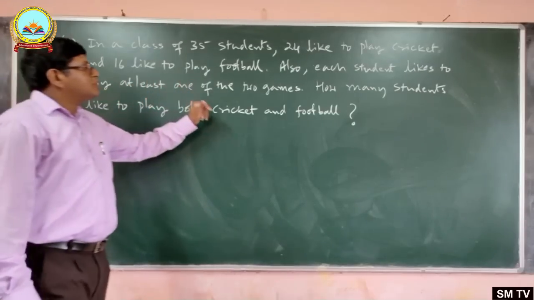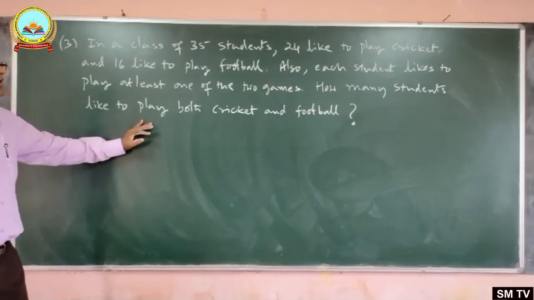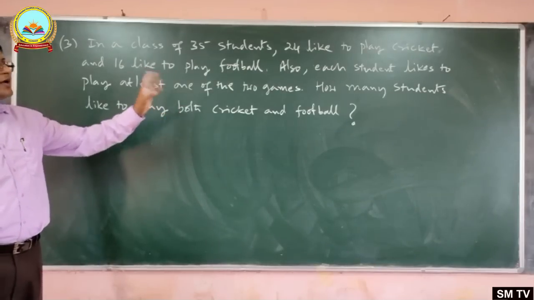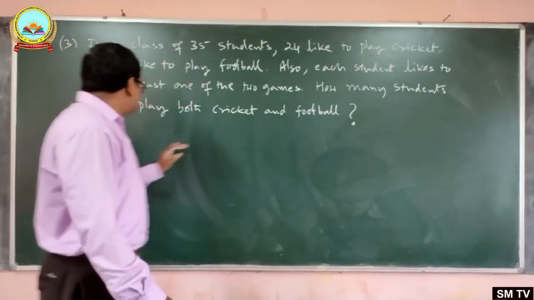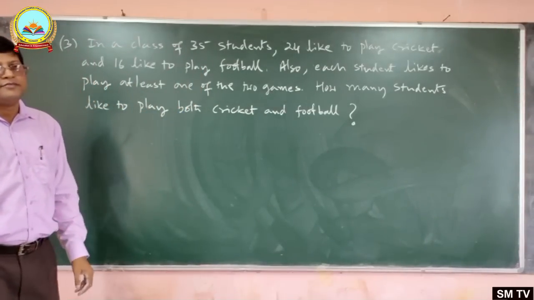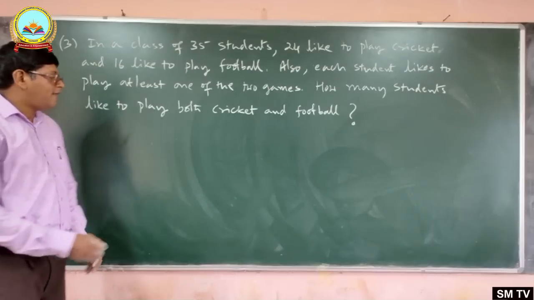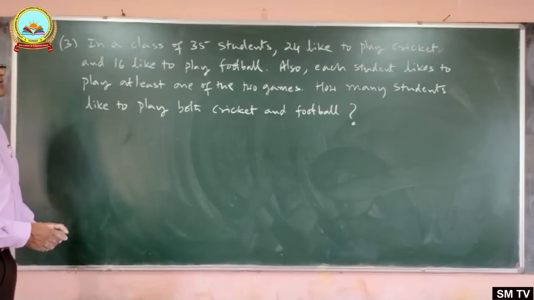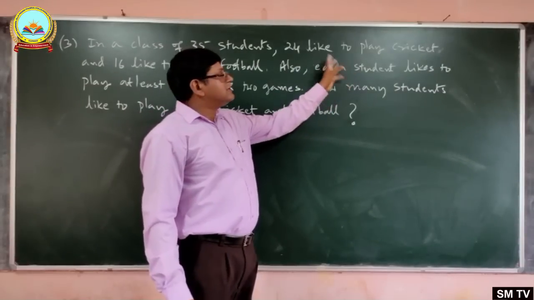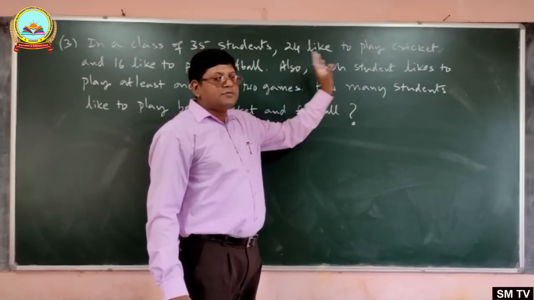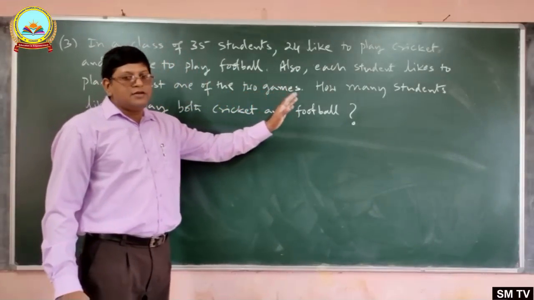In a class of 35 students, 24 like to play cricket and 16 like to play football. Also, each student likes to play at least one of the two games. How many students like to play both cricket and football? Okay. Now we shall solve this problem. We shall take C as a set of students who like to play cricket and F as a set of students who like to play football.